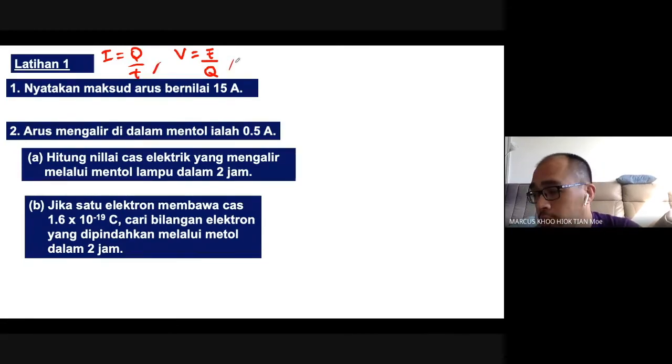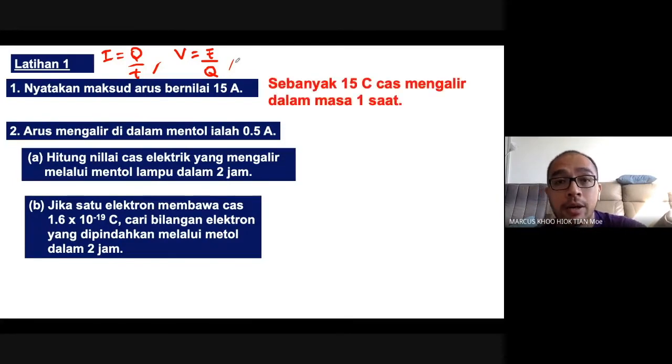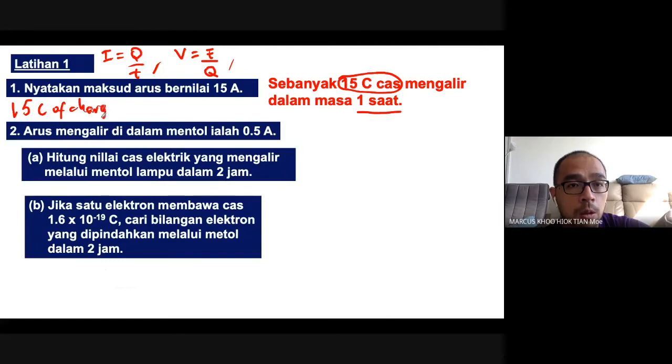Okay, so question number one, state the meaning of a 15 amp current. So the meaning is there is 15 coulombs of charge flowing in 1 second. So 15 coulombs of charge flowing per second, because it's Q per T. So if it is 15 amp, it means in 1 second there are 15 coulombs of charge flow.